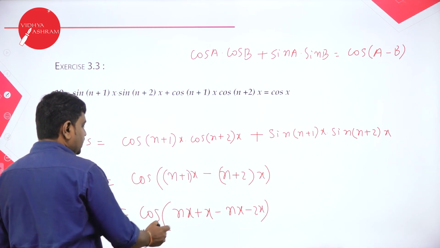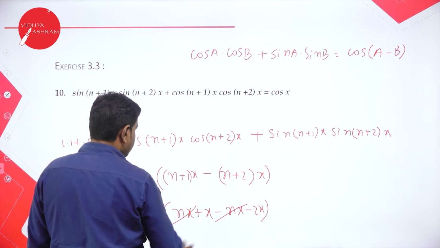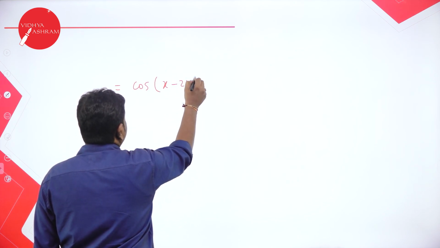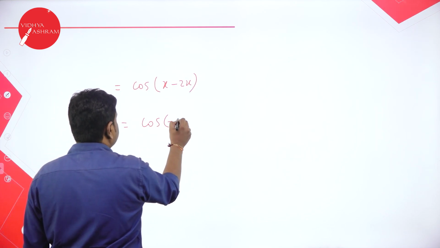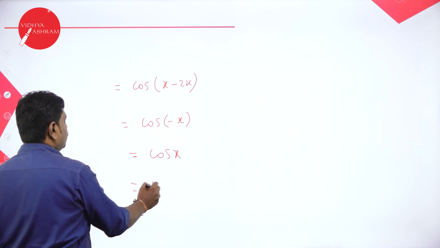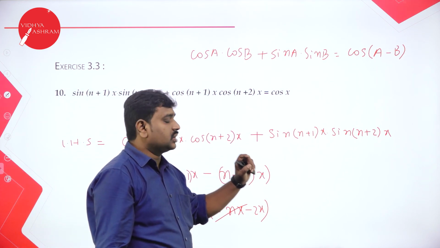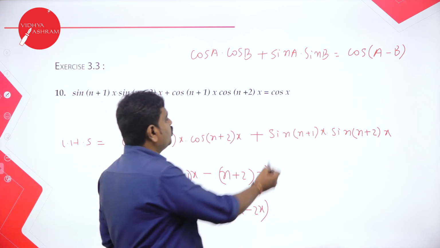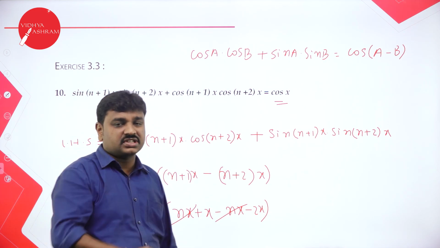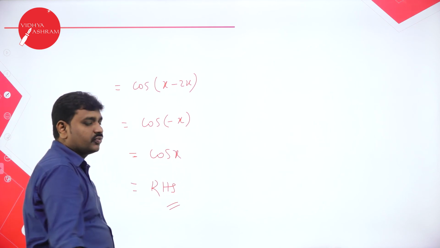Further, nx minus nx cancels. x minus 2x. So we have cos of x minus 2x. Cos of x minus 2x is cos of minus x. You know, cos of minus theta is cos theta. Therefore, we got cos of minus x, but cos of minus x is cos x because we need to prove RHS. All of you know, sin of minus x is minus sin x, but cos of minus x is cos x. So cos of minus x becomes exactly cos x, hence the proof.